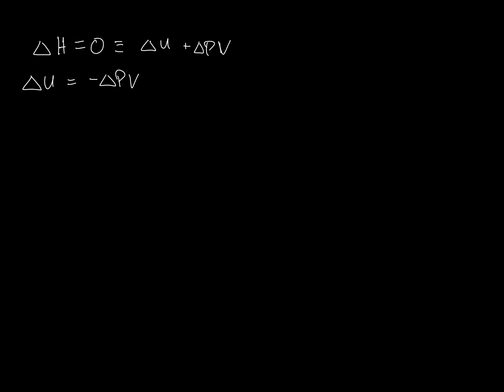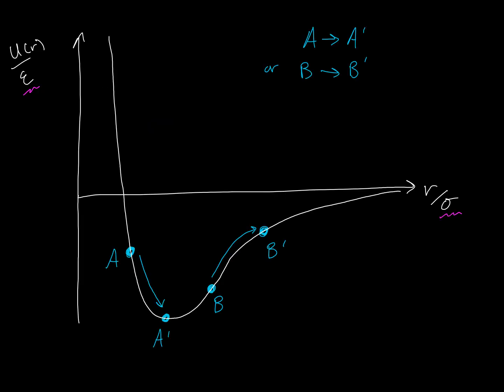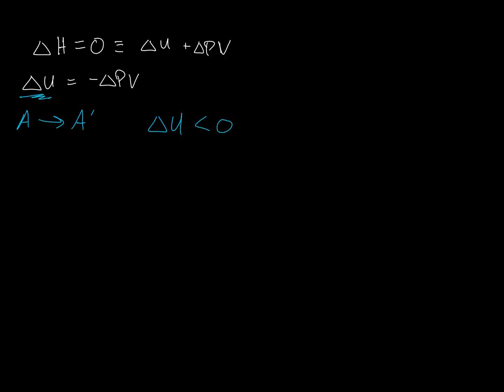Let's take a second and figure out what we expect the delta U to be between each of these two processes. If we're going from A to A prime, delta U is what? We're going from A down to A prime. Is that a positive or negative delta U? It's a negative delta U, so this is less than 0.